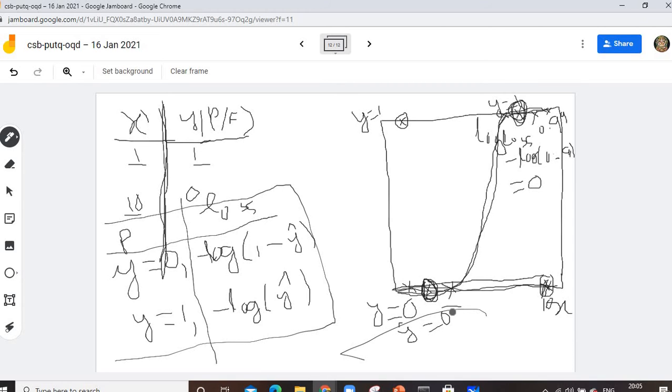For example, 0.001, for example, here. And my loss function will be minus log of what? Minus log of 1 minus 0.001. Yes or no? This one, y is equal to 0. 1 minus 0.001 is 0.999.